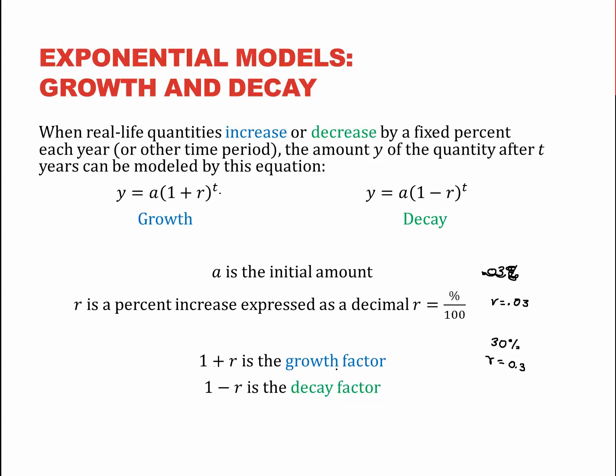1 plus R is known as the growth factor, or 1 minus R is the decay factor. And this is actually the same thing as your base, right? Because that's what's being raised, notice that it's in parentheses, to your exponent. So it's your base or your multiplier. Same thing here.